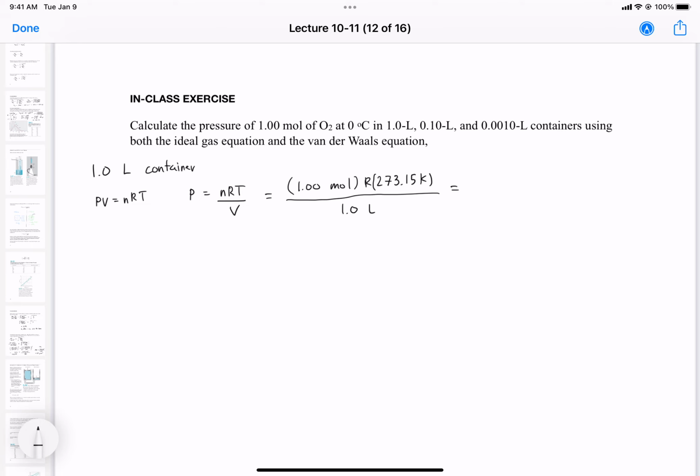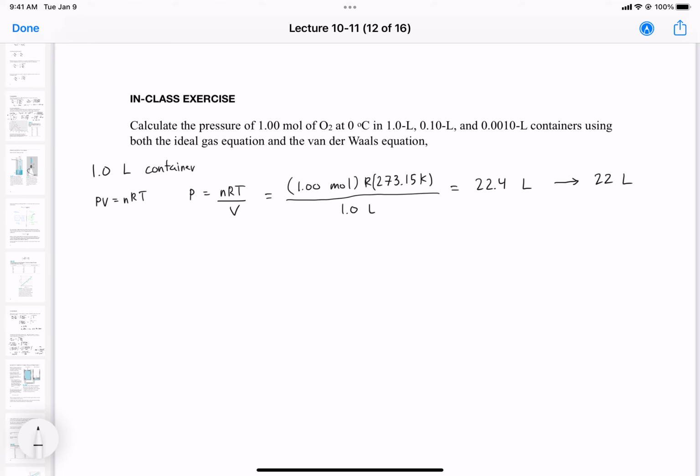Okay, so we solve this. It's 273.15 times 0.08206. Okay, so we get approximately 22. So we get about 22.4 liters. But if we're rounding to sig figs, it'll probably be just 22 liters. Okay, so that makes sense, right?